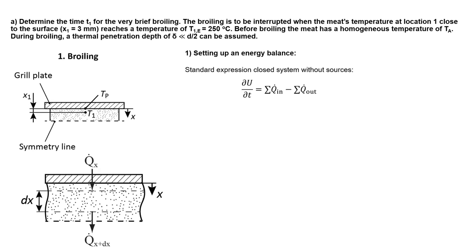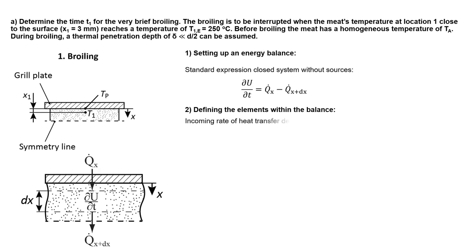Furthermore, at the surface the steak will heat up, which means that the temperature increases. If we observe a change of temperature over the course of time, it means that the internal energy of the steak changes over time as well. This yields the following energy balance for our case. Now we need to find specific definitions for all the terms that we just wrote down.